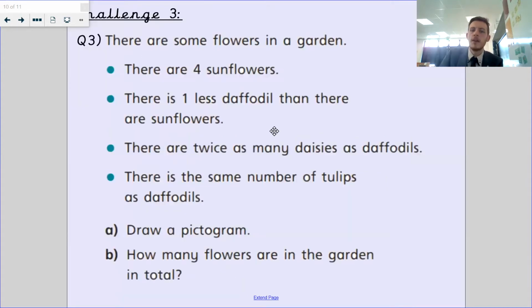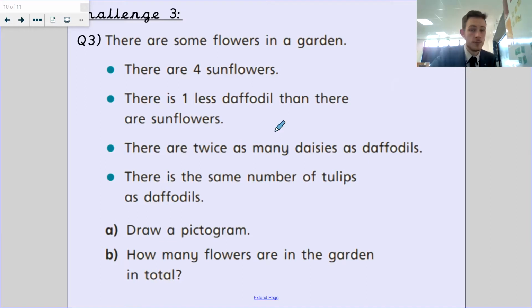Challenge 3. There are some flowers in the garden. There are 4 sunflowers. There is 1 less daffodil than there are sunflowers. There are twice as many daisies as daffodils. There is the same number of tulips as daffodils. Draw a pictogram. How many flowers are in total?